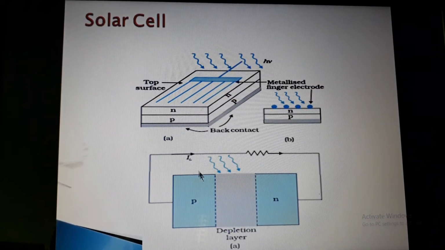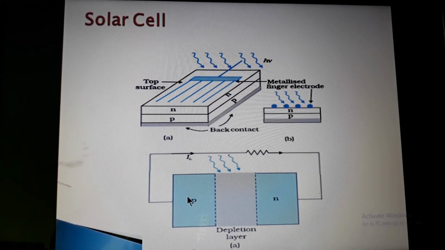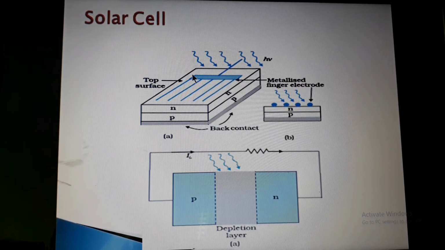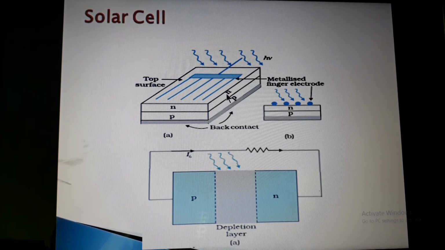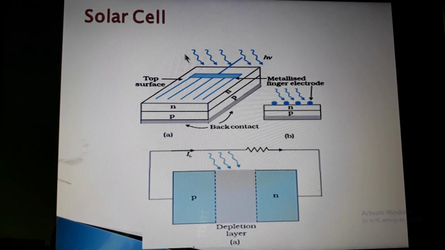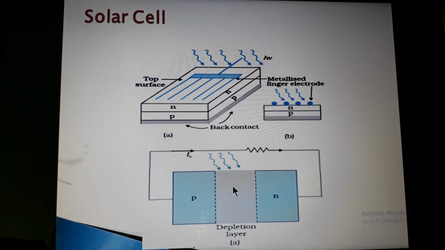Then lastly, the solar cell. Here no biasing is applied, meaning no positive and negative. You just see a P type and an N type, and at the top surface there is a finger type structure. Now what happens in the solar cell when solar radiation falls on it? There are three processes.